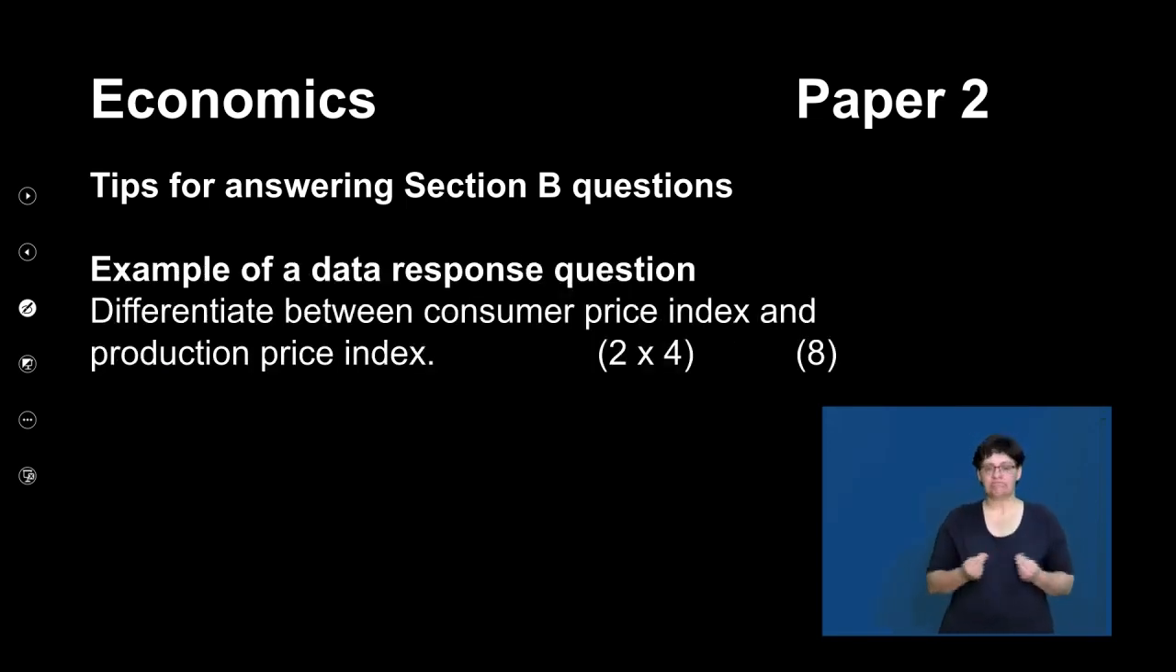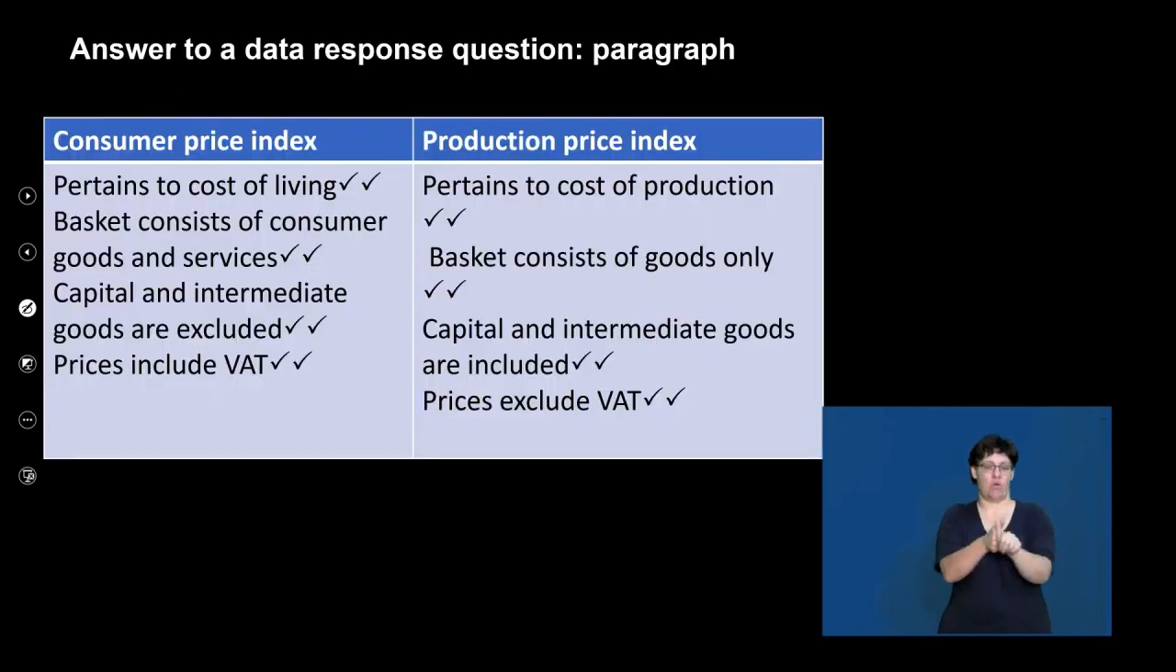The other type of questions you can expect here is your differentiate question. For example, differentiate between consumer price index and producer or production price index. When you are asked to differentiate, you need to draw a table. It makes it easy for you to follow your thought process there. For example, consumer price index pertains to the cost of living, and producer price index pertains to the cost of production there.